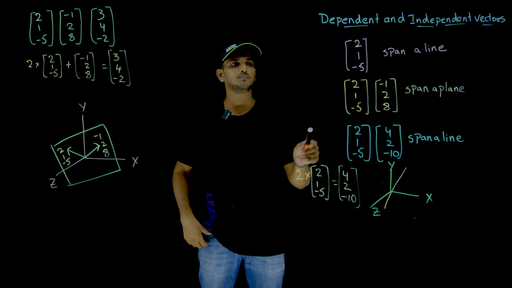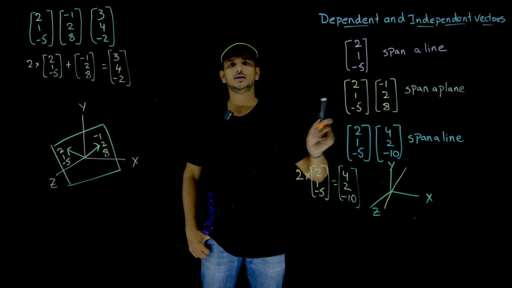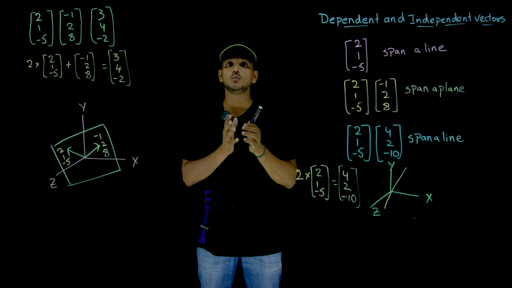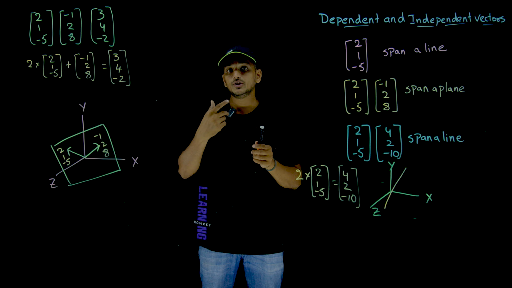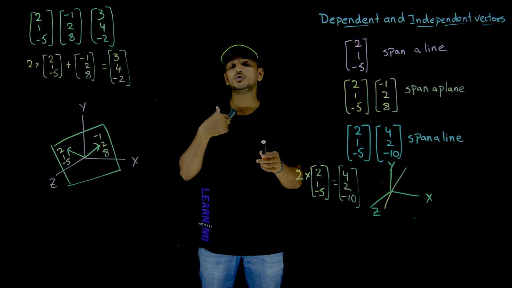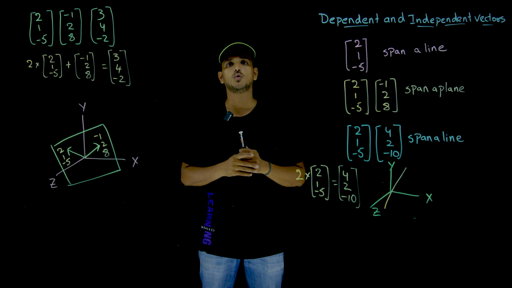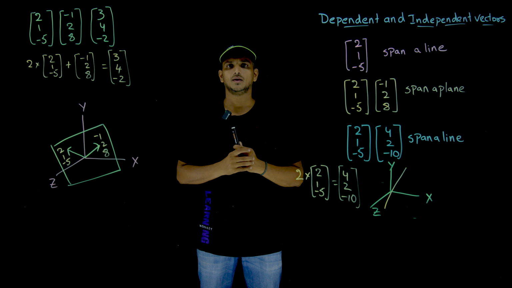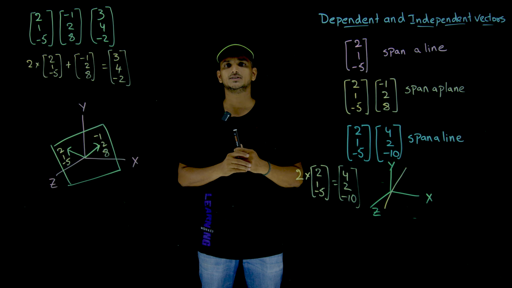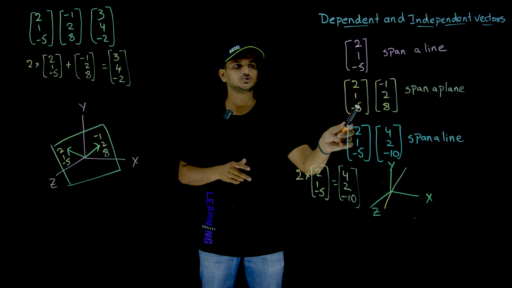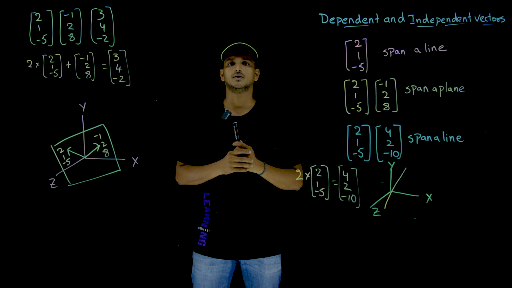Let's take one more example, 2, 1, minus 5 and minus 1, 2, 8. These are the two vectors that are moving in two different directions. With these two vectors, we are able to span a plane in a three-dimensional coordinate system. Means we can cover an entire plane in a three-dimensional coordinate system with these two vectors. So these two are independent vectors.